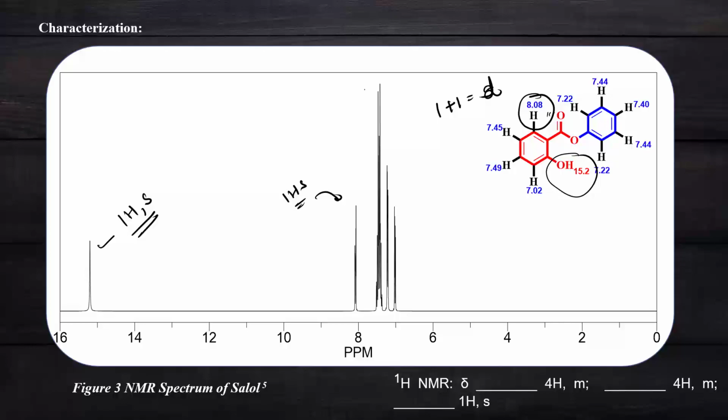Here it is all crowded, a lot, starting from 7.02 to 7.49. 8 hydrogen is about to multiply. Or we can conclude 4 hydrogen on this side, 4 on this side. So we didn't get a multiplet. From that we can say yes, we have an OH on the same ring where the ester is.